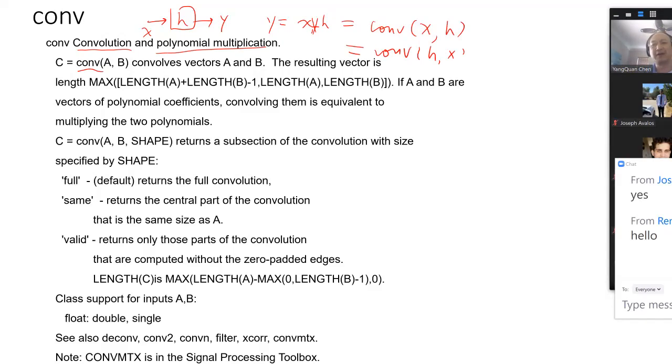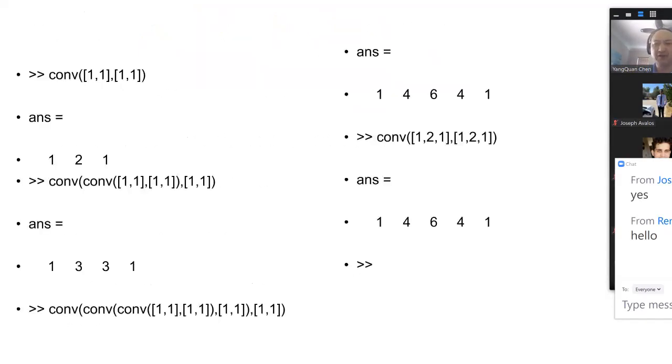So I'm going to verify one thing for you. I have a polynomial 1 plus x, another one is 1 plus x. So we know the product is 1, 2, 1, right? So you can see 1, 2, 1. This is exactly true.